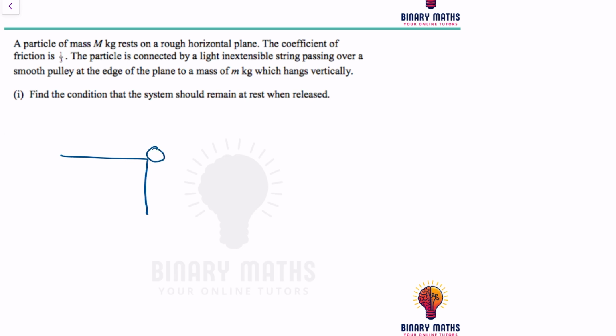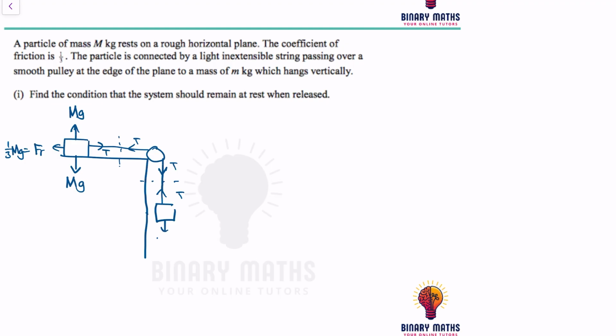So we've got a pulley, we've got a mass of capital M, so the weight is Mg. It's not moving vertically, so Mg here, and the friction applied here is going to be mu times Mg, which is a third times Mg. Obviously tension here, tension there, tension, tension. And this is lowercase m, so the weight is going to be mg.